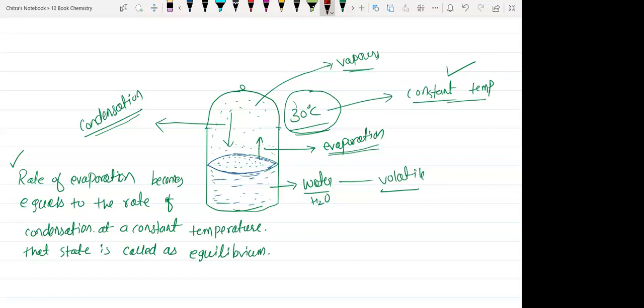Now at equilibrium, the pressure applied by the vapors on the surface of liquid. This is the surface of liquid inside the container.